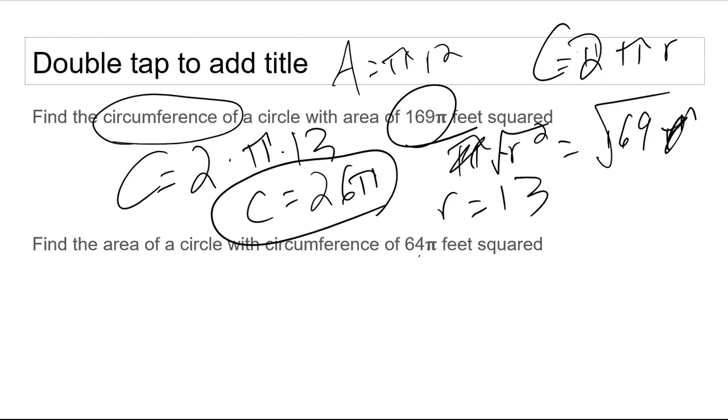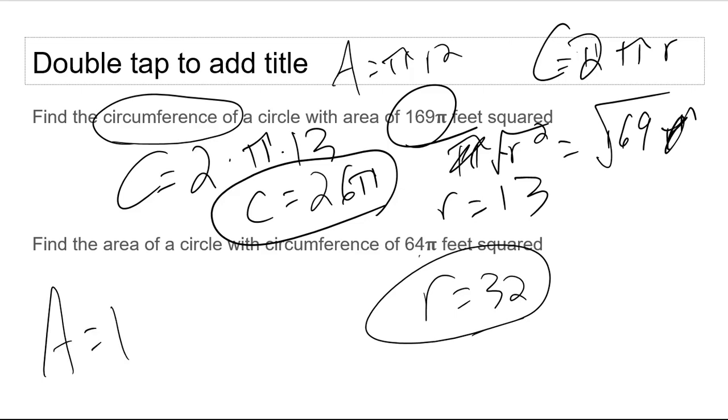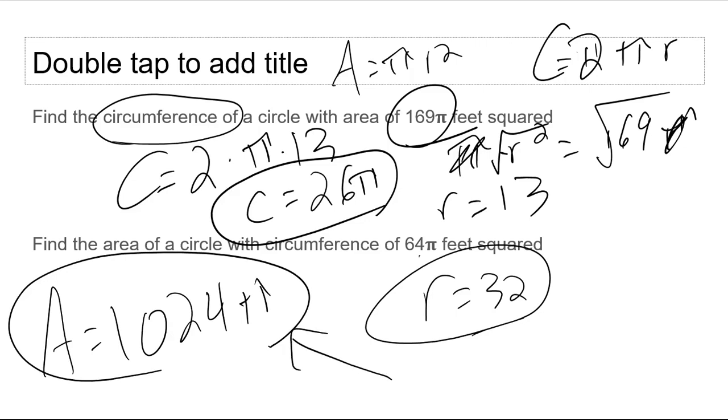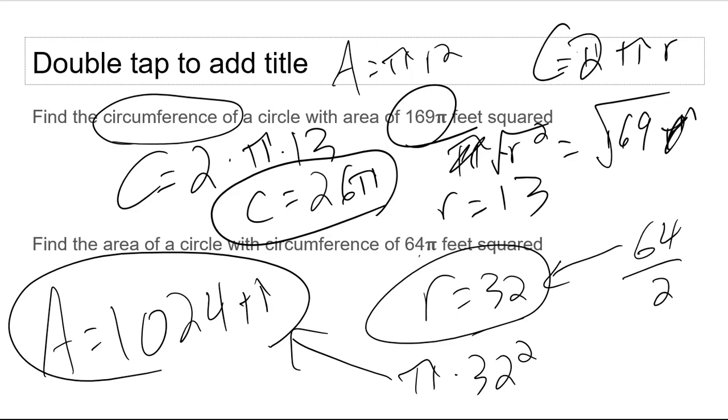If I'm given the diameter here, that means my radius is 32 because I divided by 2. We're going to plug it in. I got to know 32 squared. So my area is going to be 1024 pi. To get this, I took pi times 32 squared. I took 64 divided by 2.